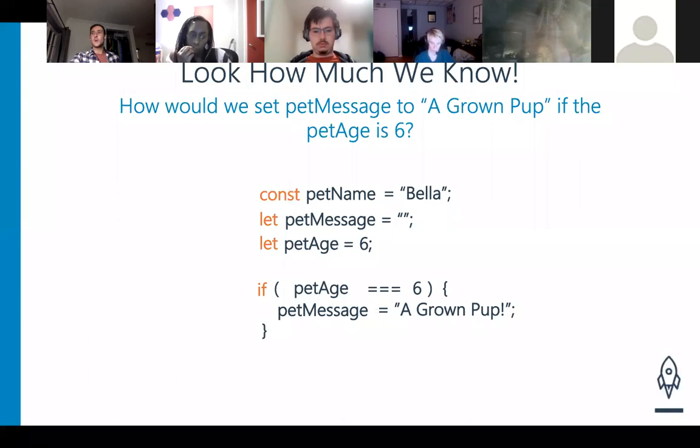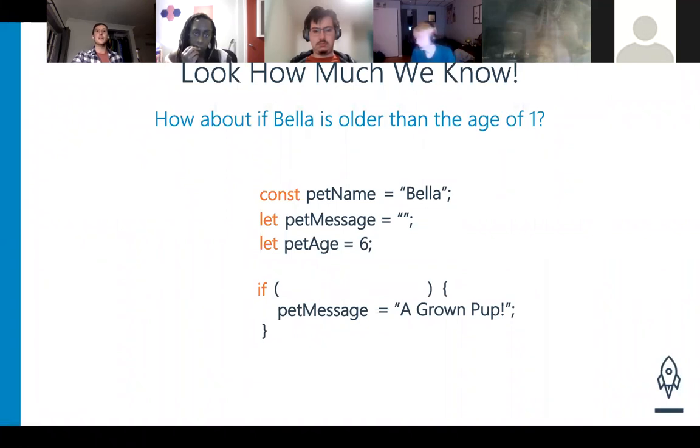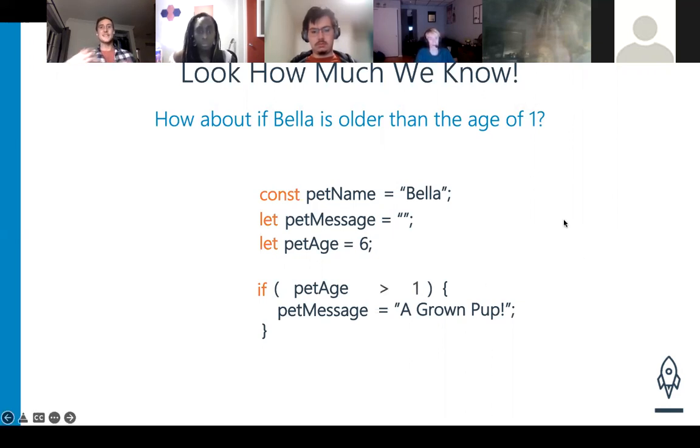Now, one thing I want to talk to you all about is what if we wanted Bella to be older than the age of 1? We say that if Bella is older than 1, then Bella is a grown pup. Let's go ahead and write this conditional. It's unlike something we've seen in lecture just yet. Just like before, we're going to use pet age. So we say if pet age is greater than 1, set pet message to a grown pup, meaning Bella is all grown up. She's 2, 3, whatever. She's a grown pup now. So any number above 1, we're going to update this variable.